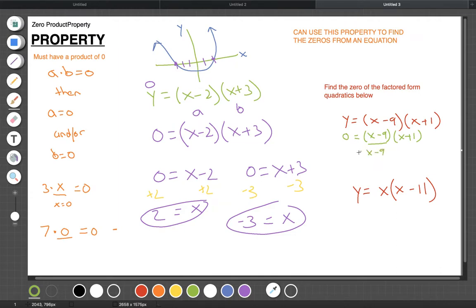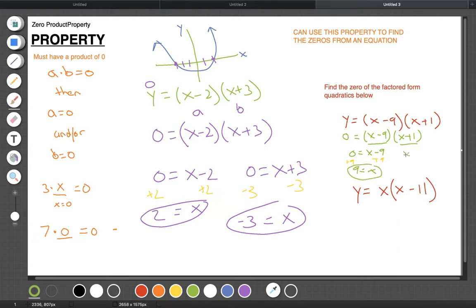So x minus 9 equals 0, and then you solve for x. So plus 9, x equals 9. And you'll start seeing, once you get this pattern down, it is super fast to do this. So x equals 9. That's one of my zeros. Then you do the same thing with this one.